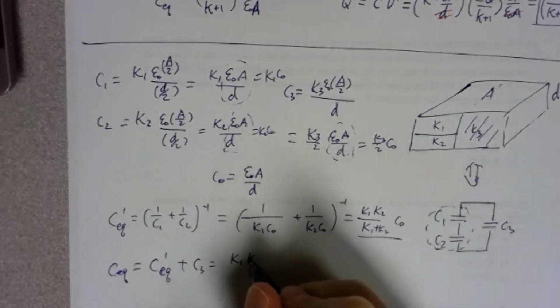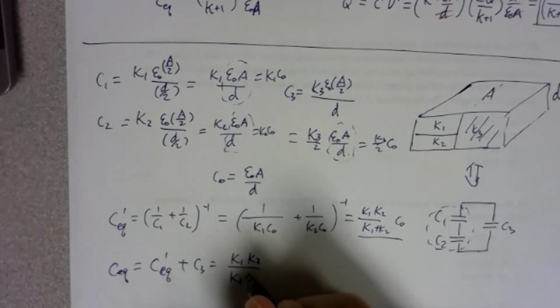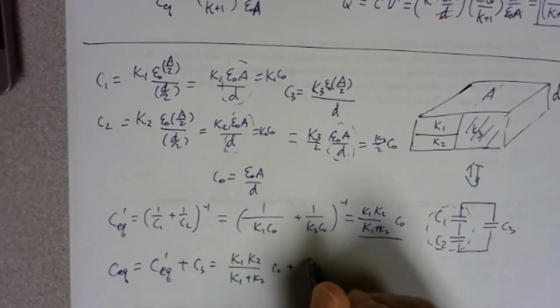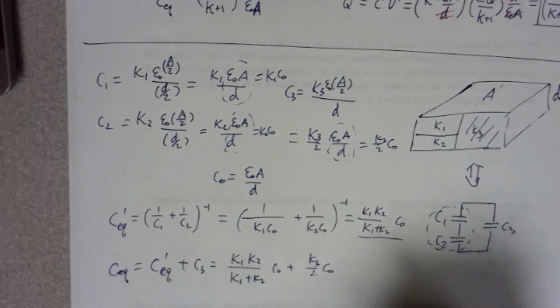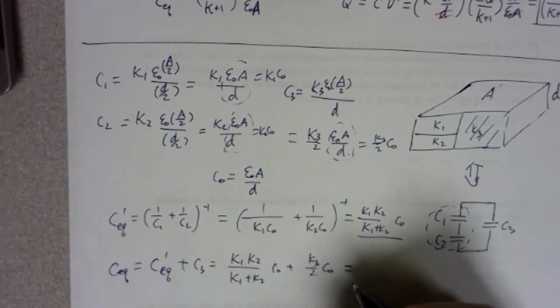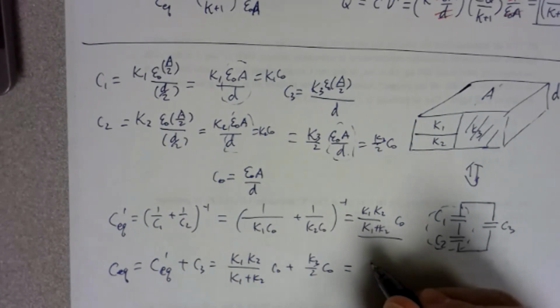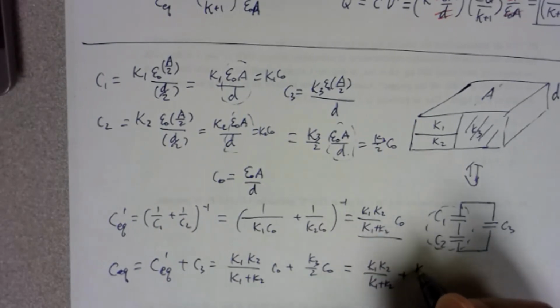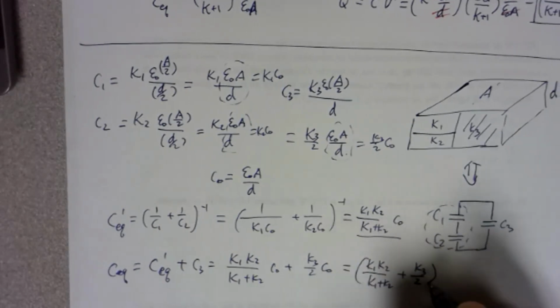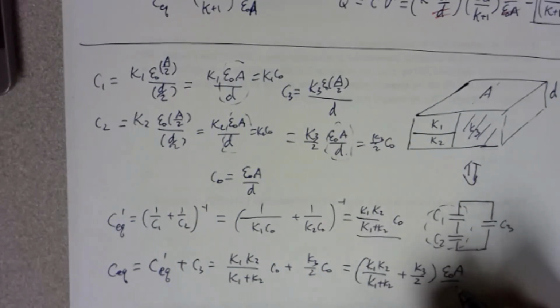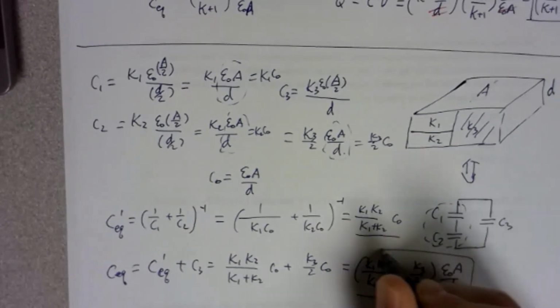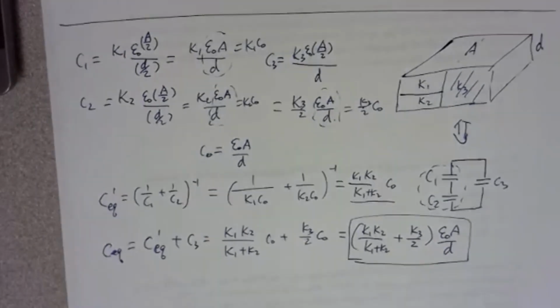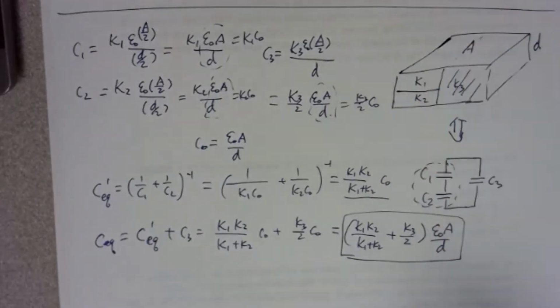So kappa 1 kappa 2 over kappa 1 plus kappa 2 C naught plus kappa 3 over 2 C naught, which is equal to kappa 1 kappa 2 over kappa 1 plus kappa 2 plus kappa 3 over 2, and then times C naught, where C naught is equal to epsilon naught A over D. Okay, so that's your final combination of this capacitor. You divide them into 3.